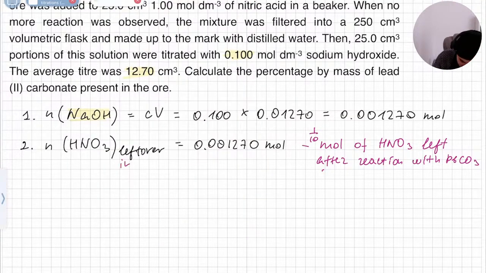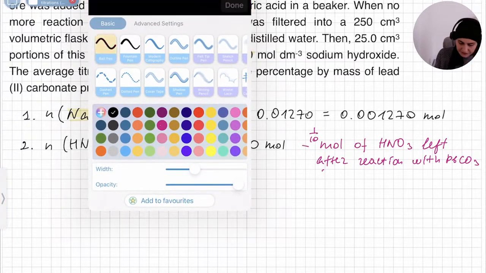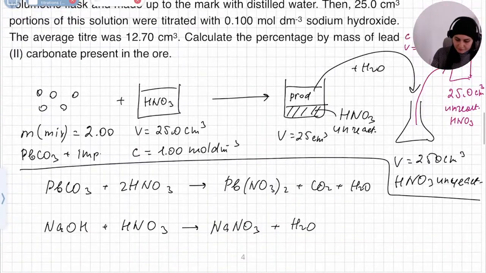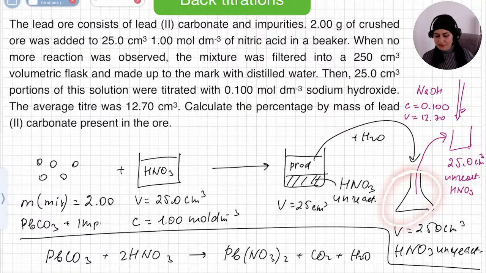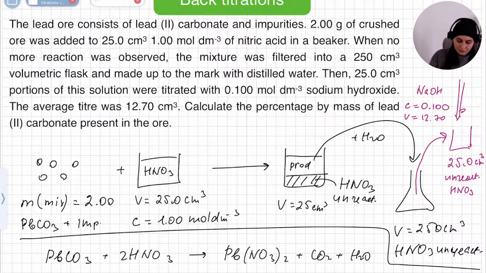So this is in 25 cubic centimeters. Now I have to find the amount of moles here. What we found is moles of the acid in this flask. Now I'm going back. If in 25 cubic centimeters I have 0.00127 moles, then here I would have to multiply it by 10, because this volume is 10 times larger than 25. So it would have 10 times more molecules. The concentration would be the same, so careful, but moles would be bigger.